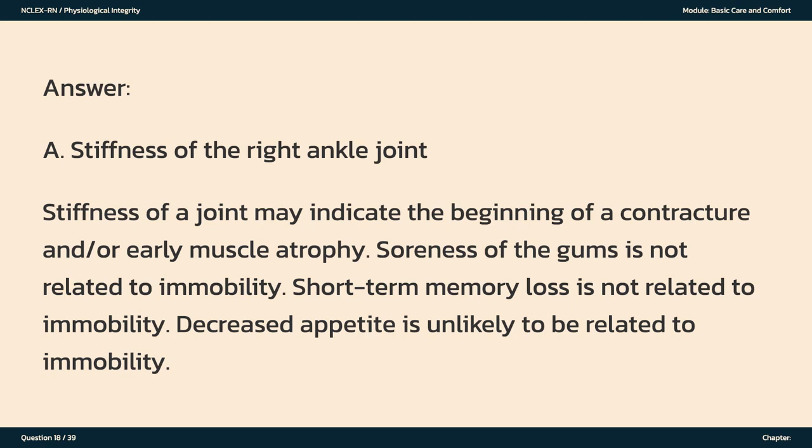The answer is A. Stiffness of the right ankle joint. Stiffness of a joint may indicate the beginning of a contracture and early muscle atrophy. Soreness of the gums is not related to immobility. Short-term memory loss is not related to immobility. Decreased appetite is unlikely to be related to immobility.